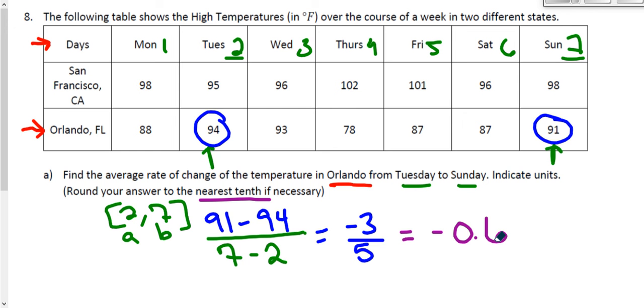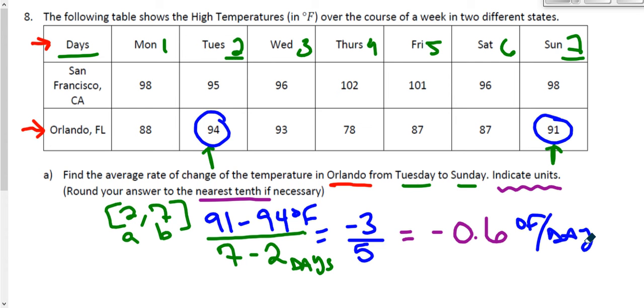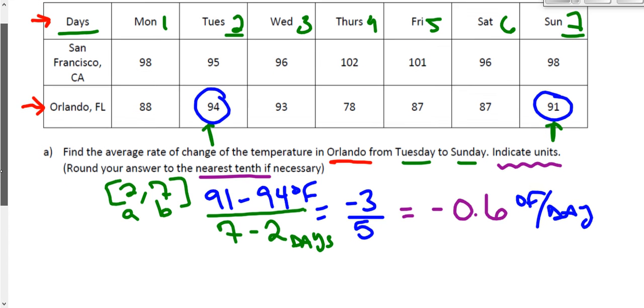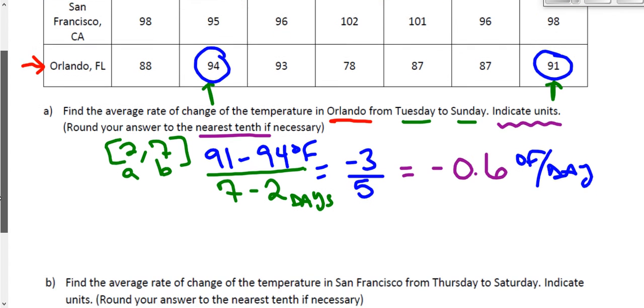The last thing we have to make sure to do is indicate units. My numerator was measuring temperature, and the temperature is being measured in degrees Fahrenheit. My denominator, 7 minus 2, those were counting days. So this is measuring days. So degrees Fahrenheit per day. So what this rate of change means is that my temperature is decreasing by 0.6 degrees Fahrenheit per day. So the negative tells me I'm going downhill by negative 0.6 degrees per day.